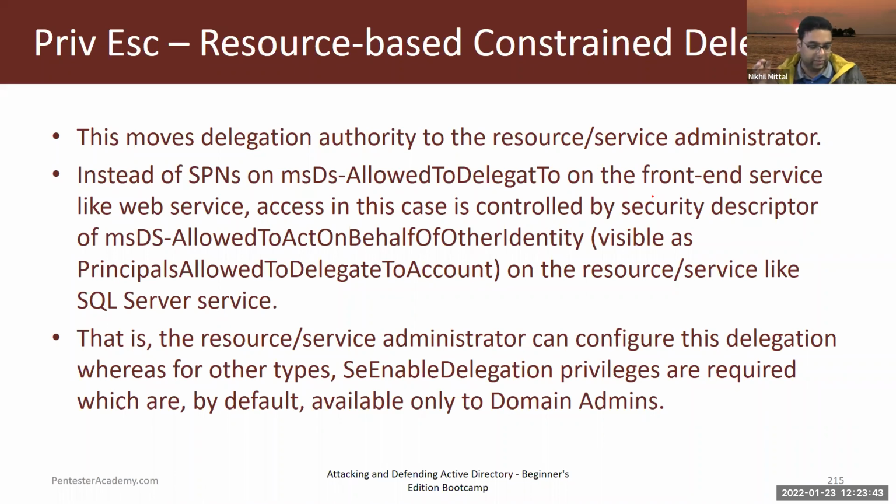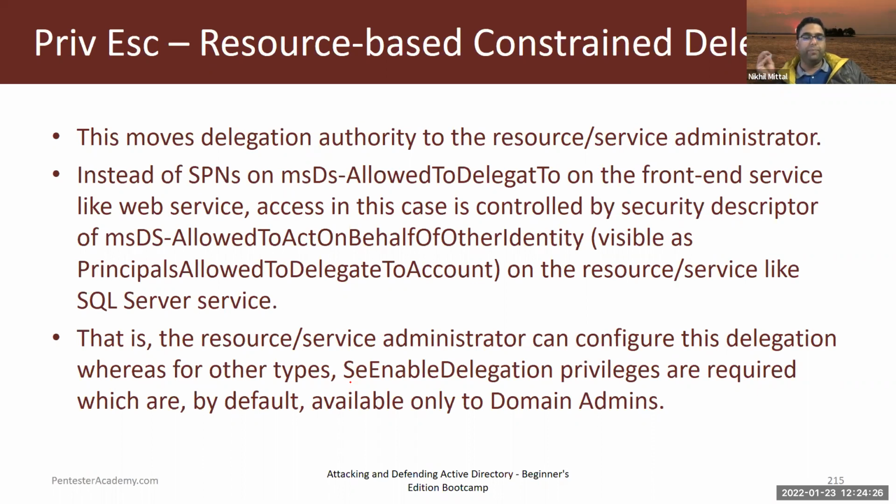Now, the idea is that in case of both unconstrained and classic constraint delegation, the authority to configure it is with the domain administrators. All right, the rights required for that are SeEnableDelegationPrivilege. Right, that is the privilege required to set up unconstrained delegation or the classic constraint delegation. But in case of resource-based constraint delegation or RBCD, the delegation authority is now moved to the resource administrator or the service administrator.